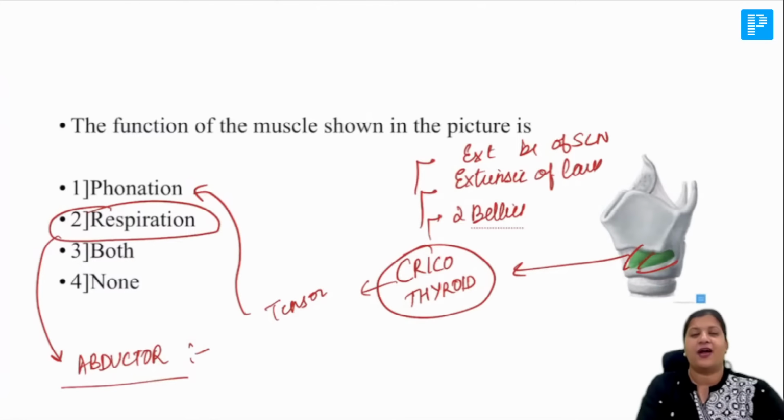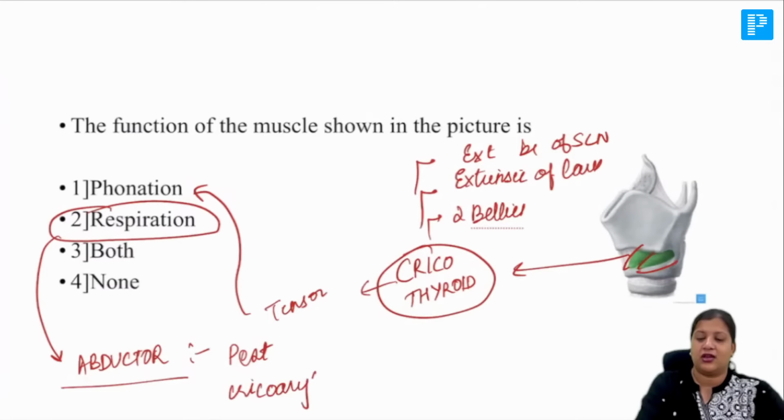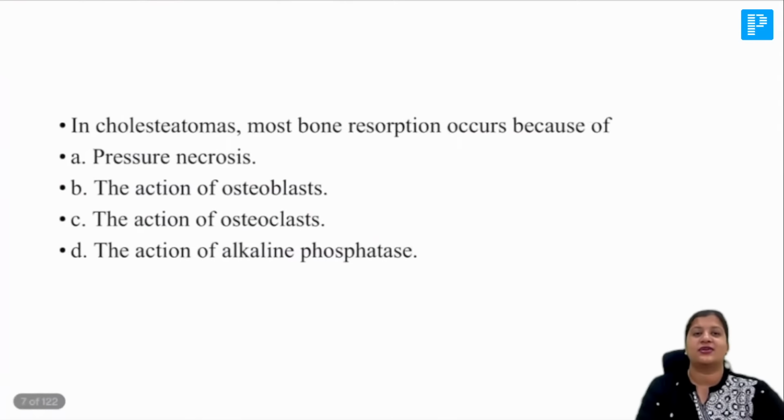The only abductor of the vocal cord is, very good, all of you are answering this right. It is your posterior cricoarytenoid. Very good, Nirmal. Very good, medical 3. So this is correct. It is your posterior cricoarytenoid. Right? So this is done. Now let's go to the next question.